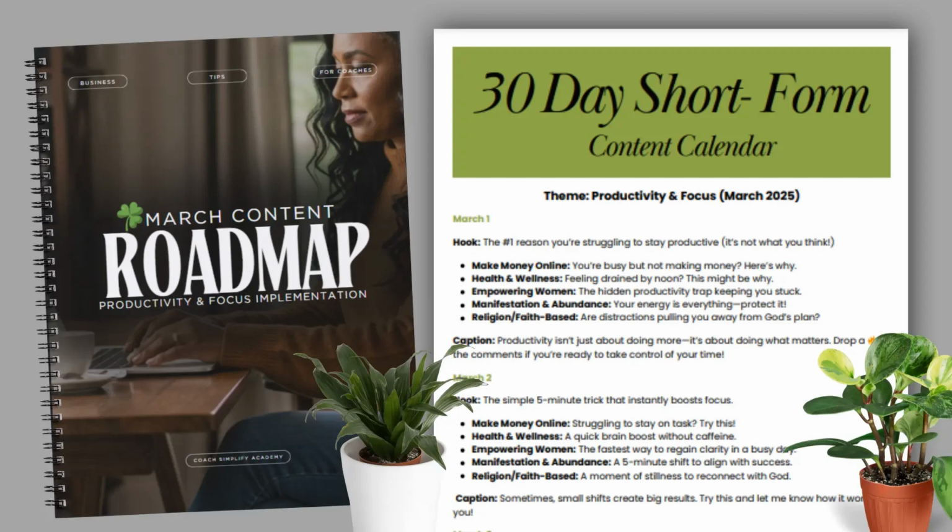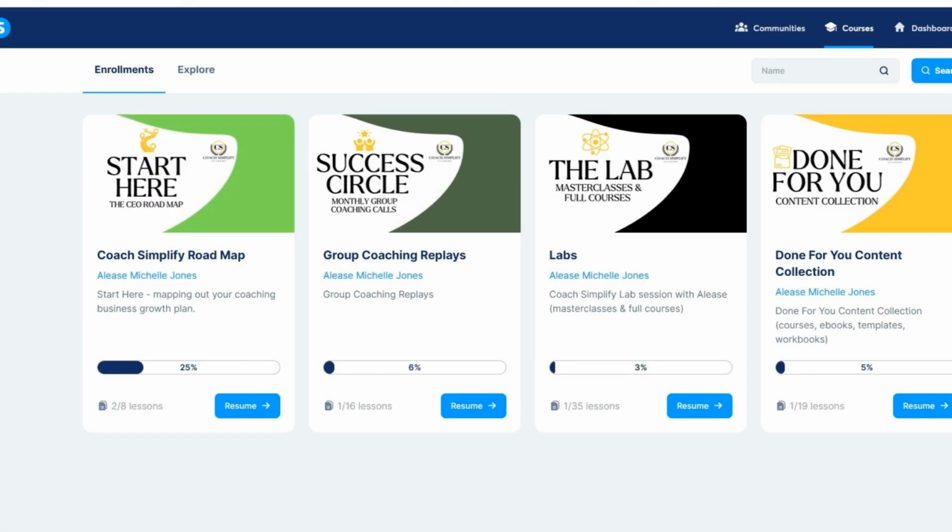Before I go into exactly the breakdown of each one of these new features, let me show you where you can find it. So when you log into the Coach Simplify Academy, you see the start here, the success circle, the lab, and the done for you content collection. You're going to find the content calendar and the roadmap inside of the done for you content collection module.